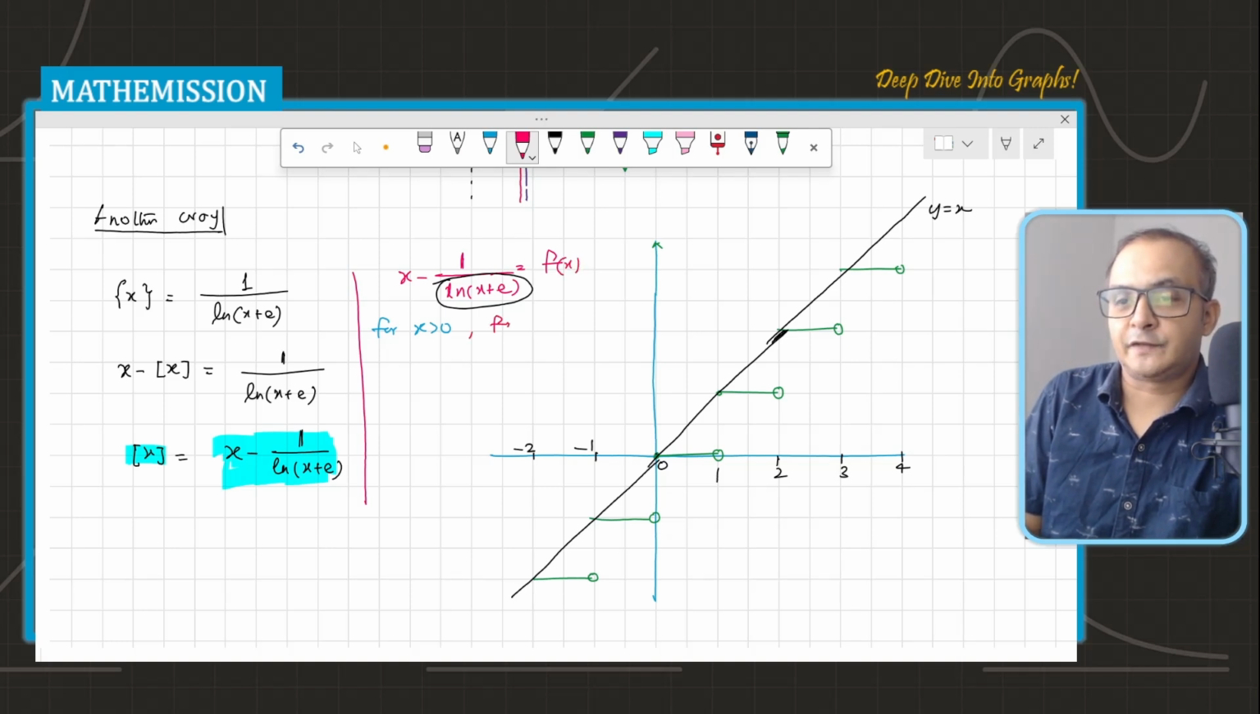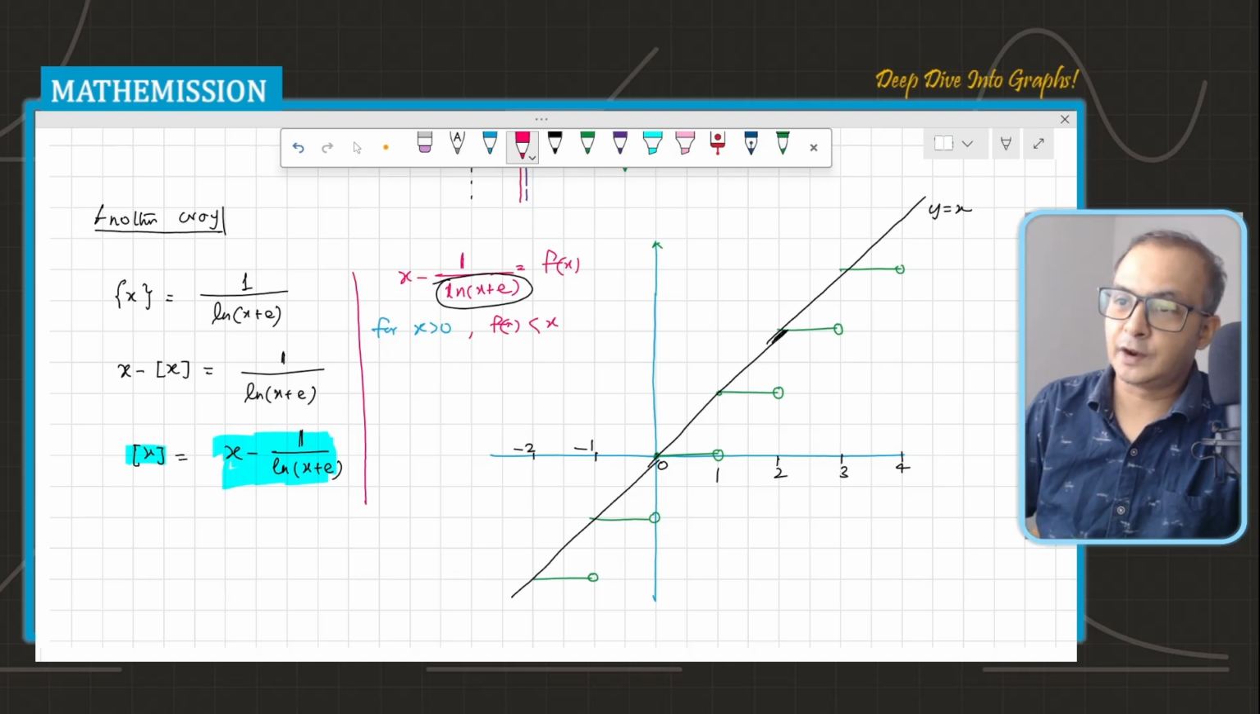So this function f(x) is always lesser than x. It means the graph will always be below this black line for y equals x. We have already done that.